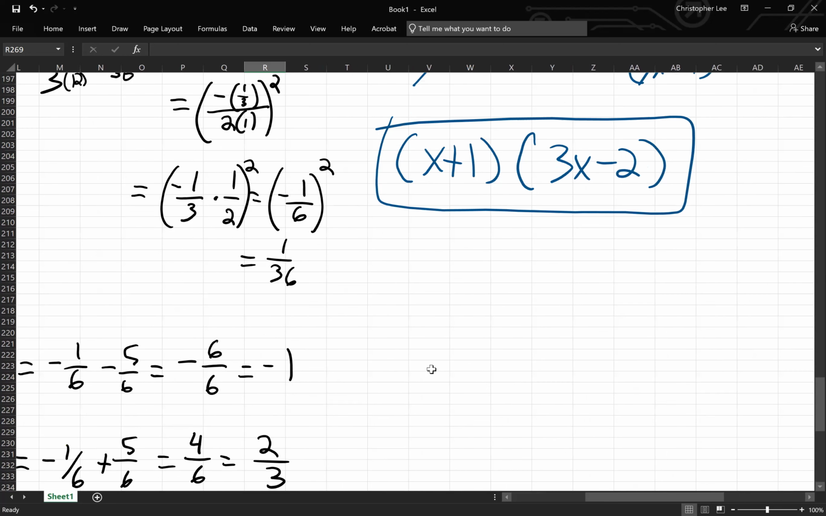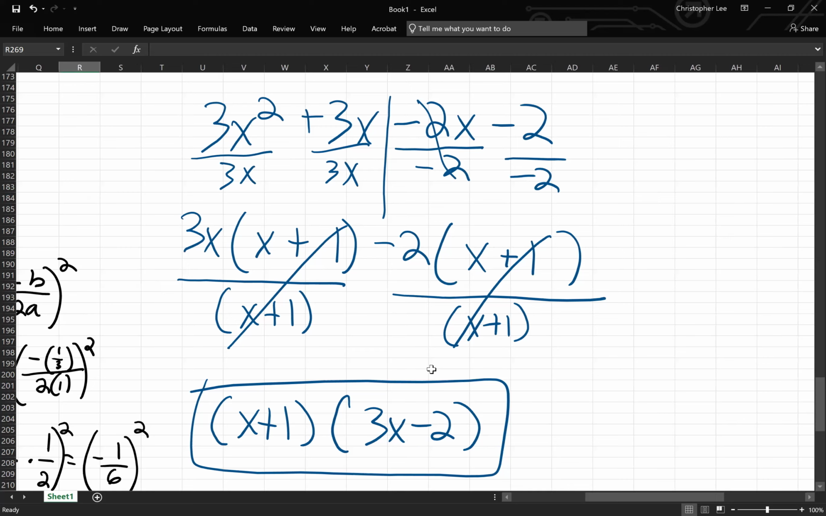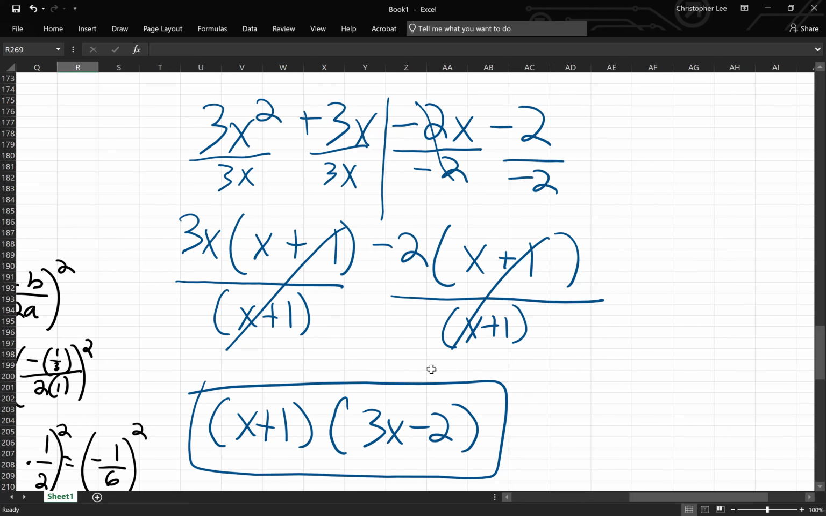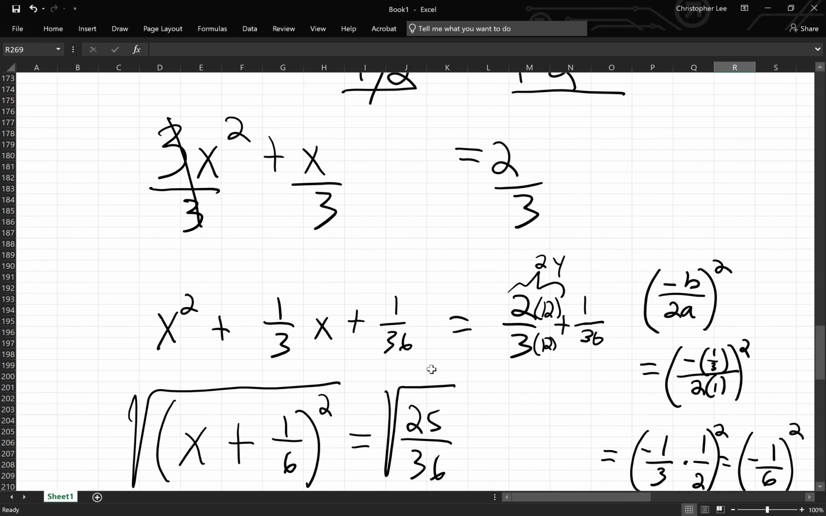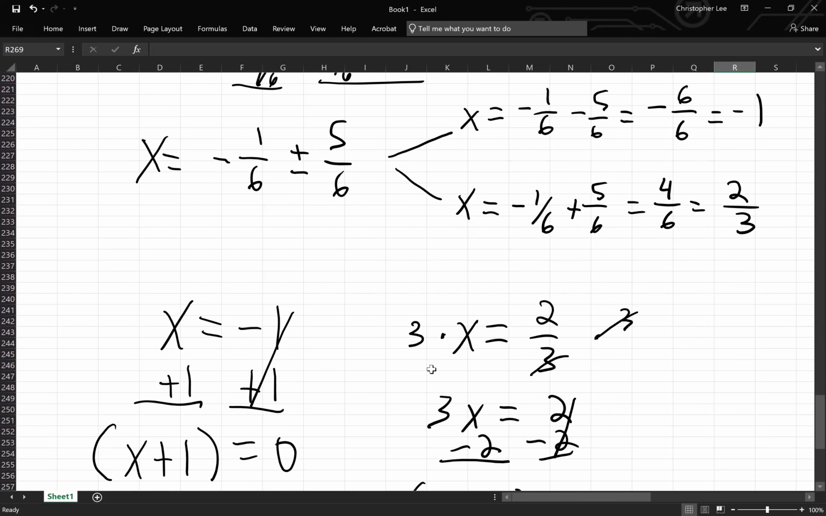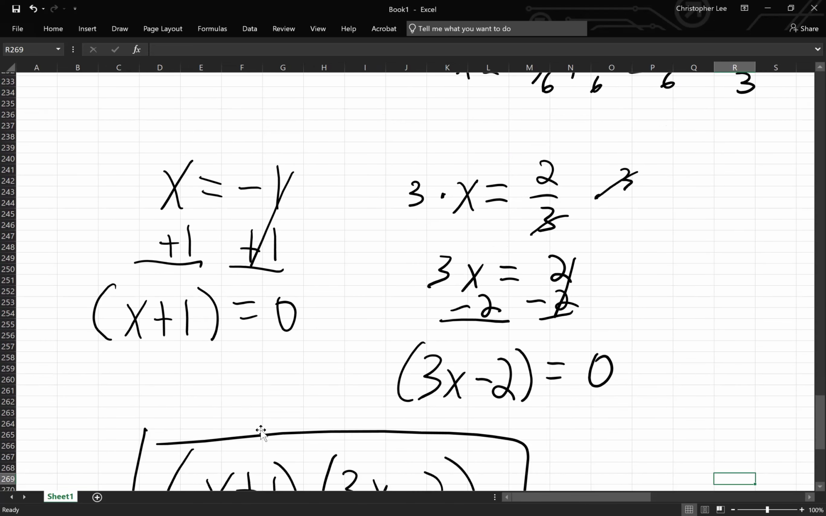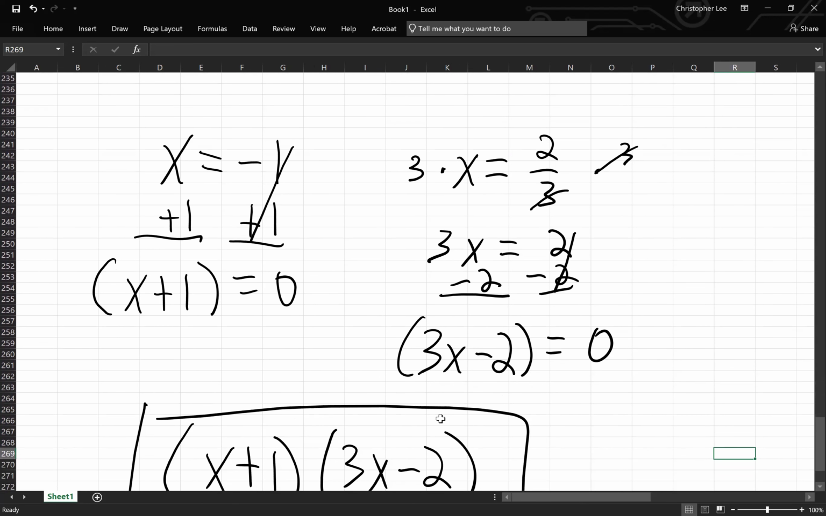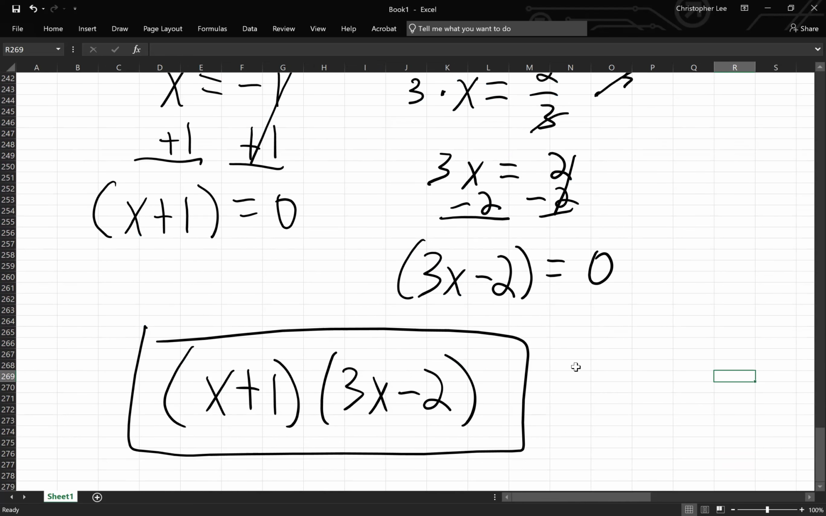So you can use whichever method you like better. I like completing the square more though. But the new lesson was that once I got my answers, I can flip the answers back into the factors, right? By just moving everything to one side. So this x plus 1 equals 0 and this 3x minus 2 equals 0. Those are your factors. Just put them together and that's the end of the question. That's another way to do it.